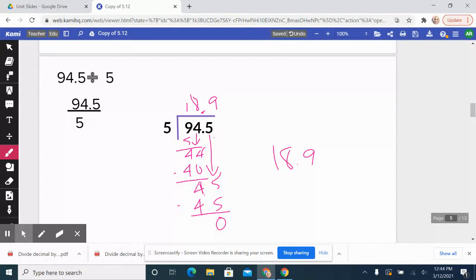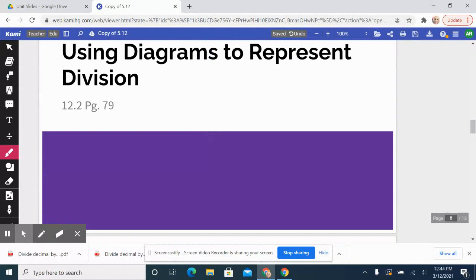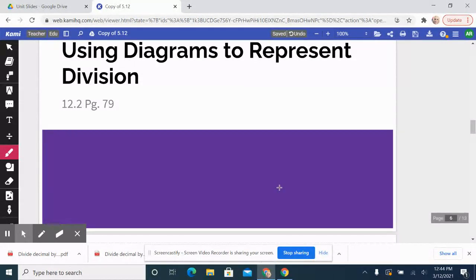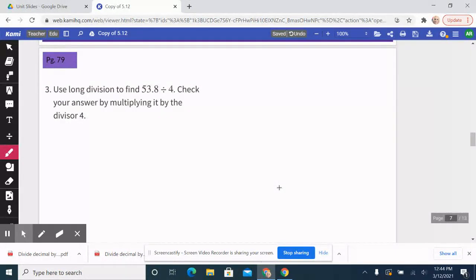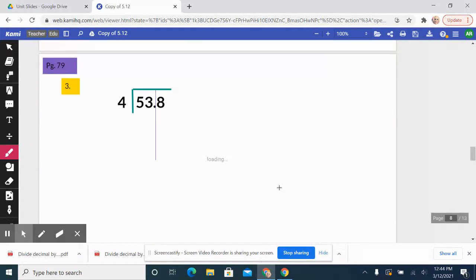Okay, so now we're going to start in your book. So you're on page 79. We're going to work out only 2 of them, and they're from your book. So number 3 on page 79, there's space for you to write down what I'm writing. So use long division to find this, and you could check your answer by multiplying, which I know most of you already know that. But we're going to more focus with the division here.